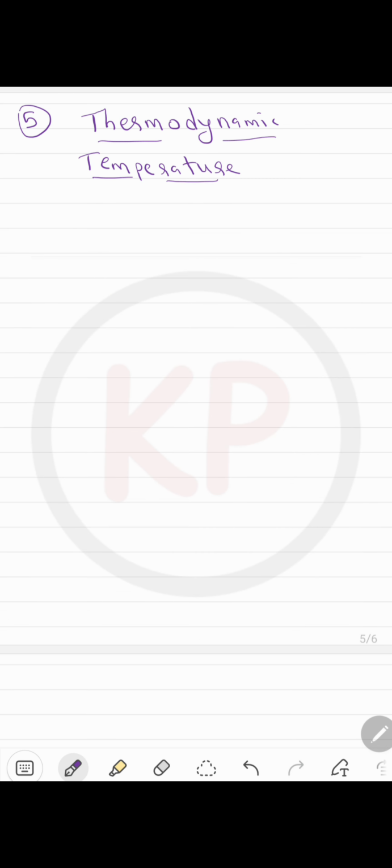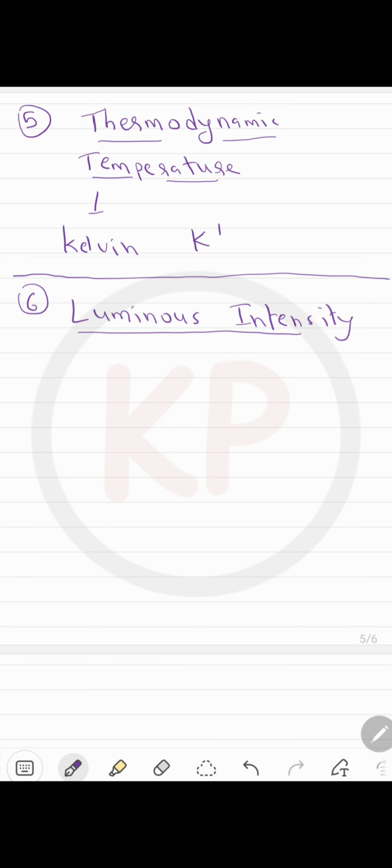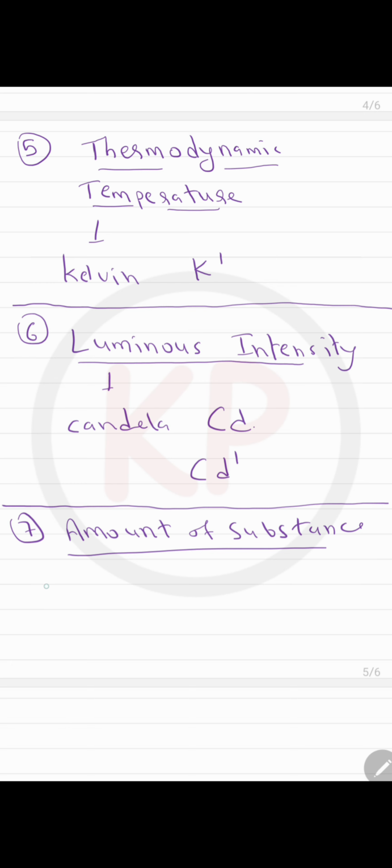Next, thermodynamic temperature. Its unit is Kelvin, symbolized as K1. Next is luminous intensity. Its unit is candela, CD. Dimensional formula is CD1. Next is amount of substance. So the unit of amount of substance is mole. Its symbol is mol and its dimensional formula is mole1.